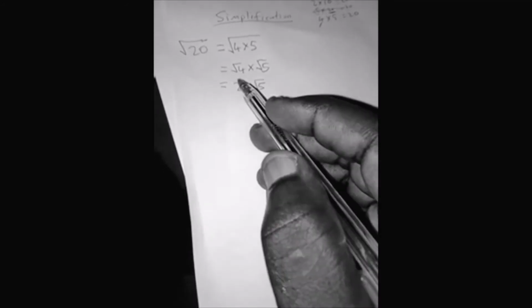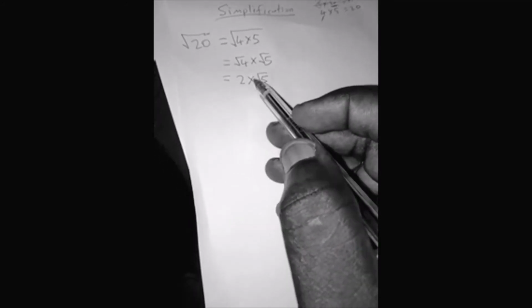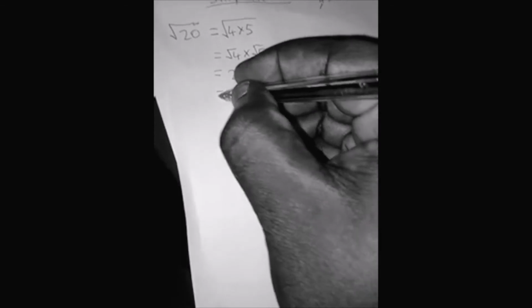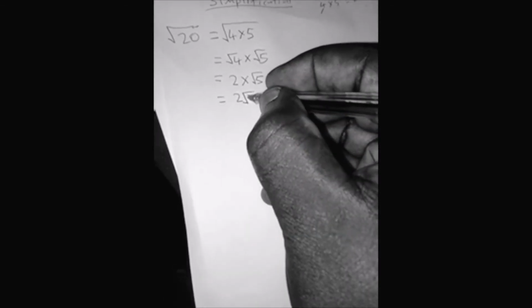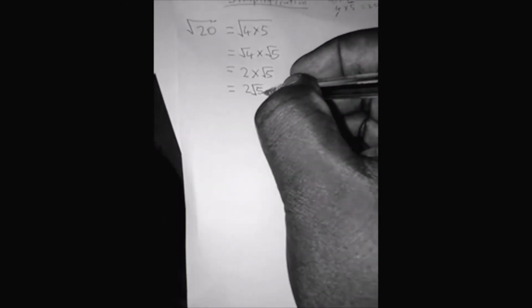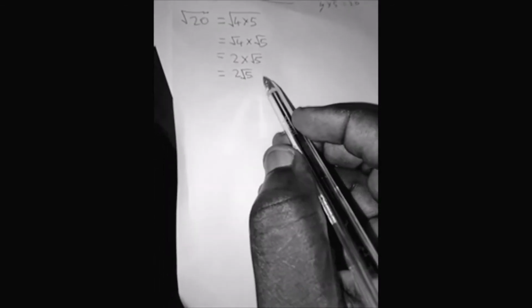So since I'm having 2 times root of 5, this is very simple. I'll get 2 root 5. So this one is the simplification of this. This is a perfect square value and this one is the surd. Now let's try another one and see.